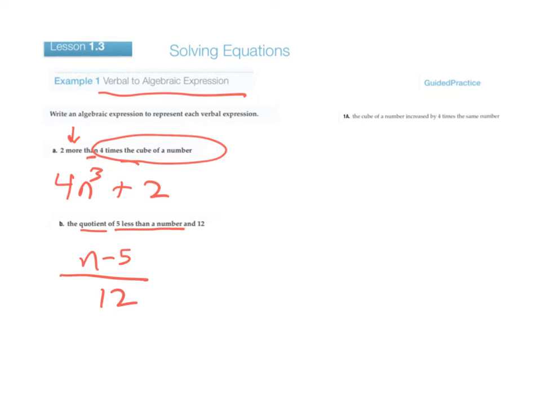If we look at our problem over here, we have no than, so we're just going to write it just like we read it. The cube of a number, so cube means the third power, increased, so we're adding, by 4 times the same number. So the same number means the same letter, so it's 4 times n. And so that's how we write algebraic expressions from words.